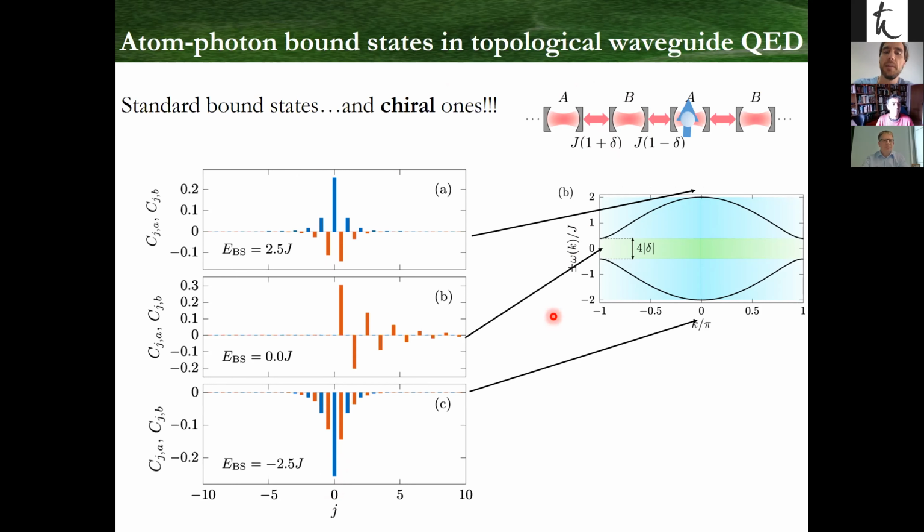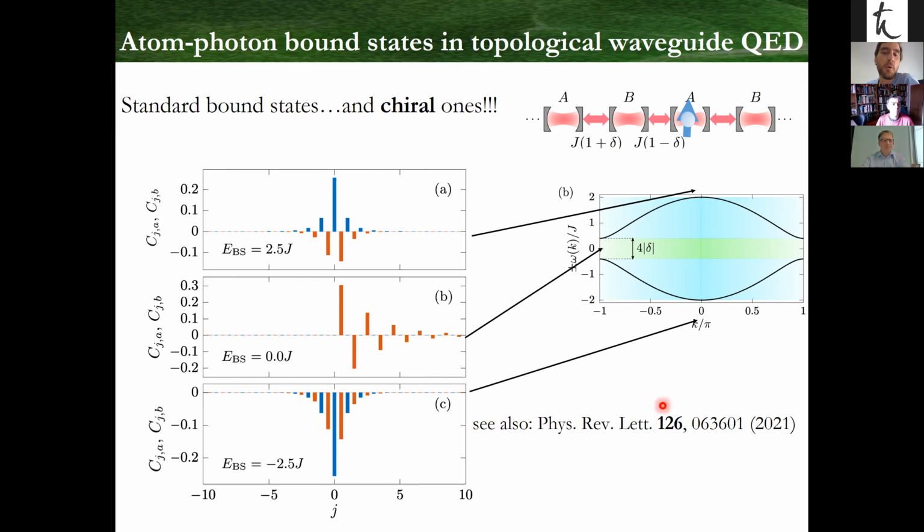However, when you are exactly in the middle, this is something more striking. In particular, you see that the bound state is only localized to the right, or to the left, depending on the topological phase, or depending on the sublattice that you are coupling. And these are what we call chiral bound states. And it has a topological origin, because what is happening is that when you put the emitter in the middle, you are dividing this infinite chain into two semi-infinite chains, and one of them will have a topologically non-trivial phase, basically it will have edge states, and this will be the edge state that couples to the emitter and forms this atom-photon bound state.